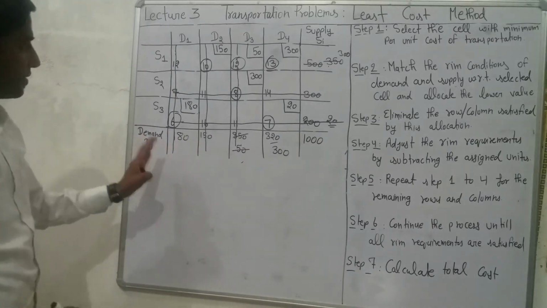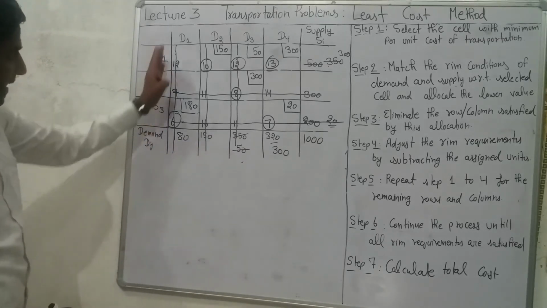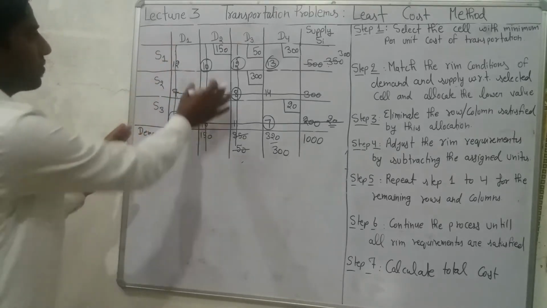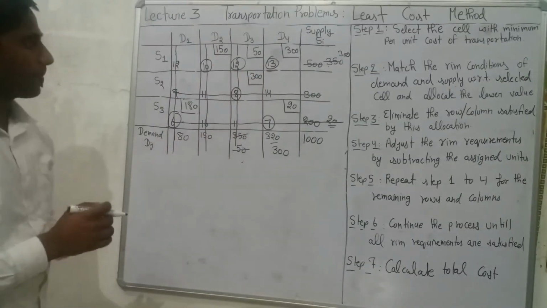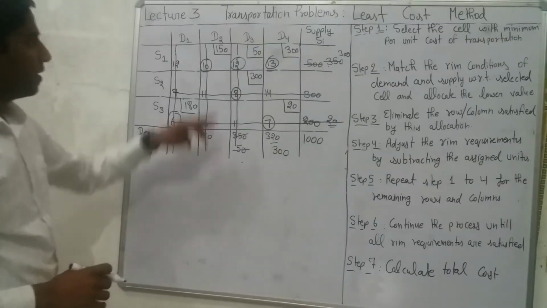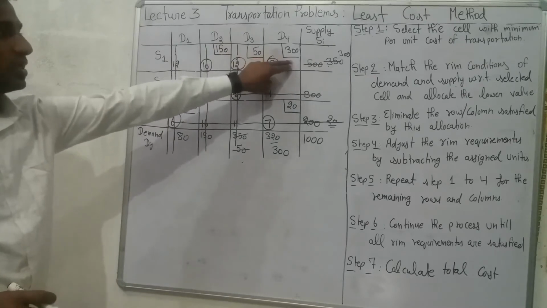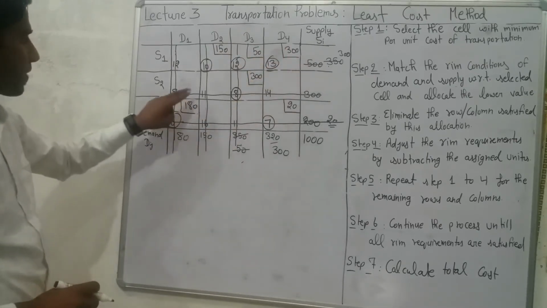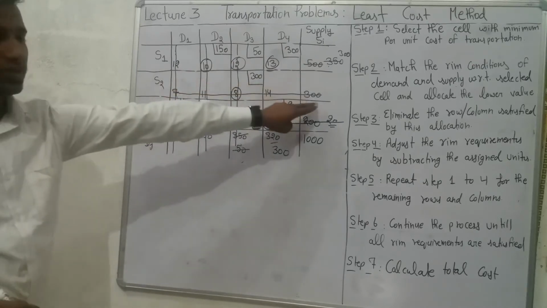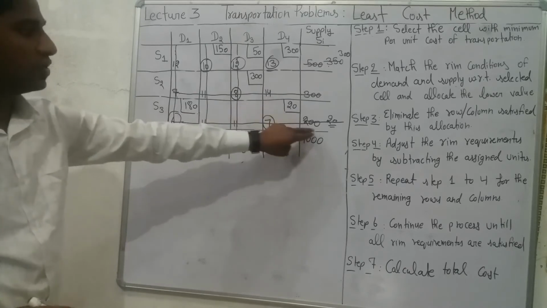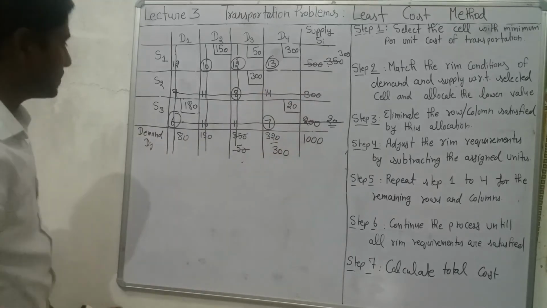All the rim requirements, you can cross check by adding the sum of rows and the sum of the columns. They will be exactly equal to their respective values. Like 150 plus 50 plus 300 is equal to 500. First rim condition is satisfied. Again 300 is equal to 300. Second rim condition is satisfied. 180 plus 220, 200. This rim condition is satisfied.